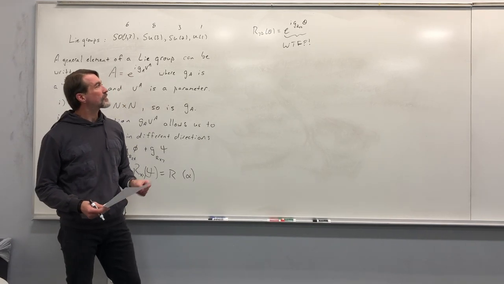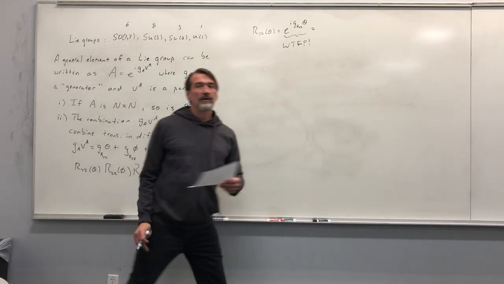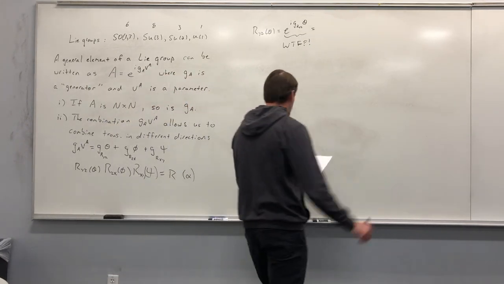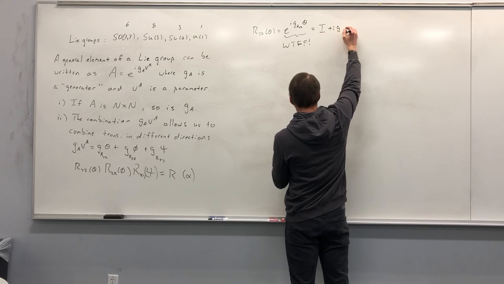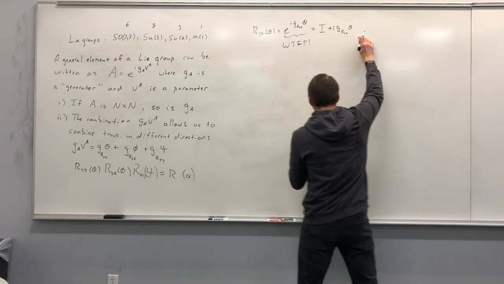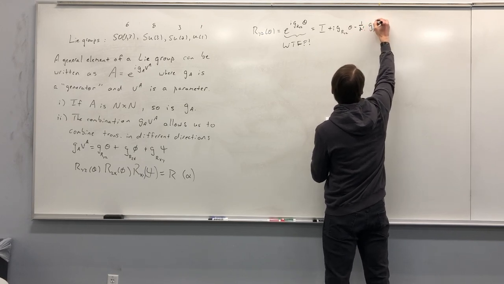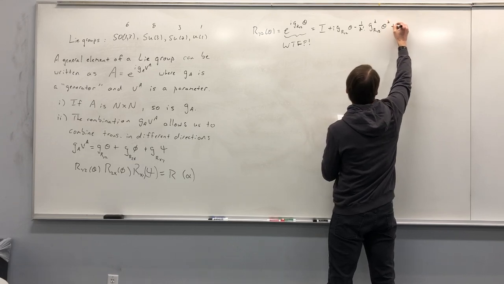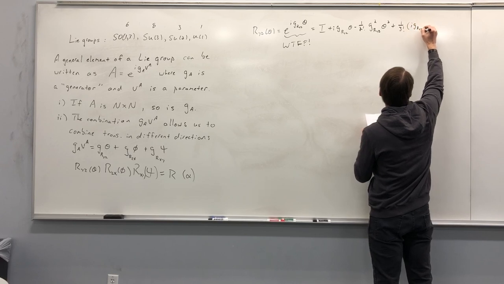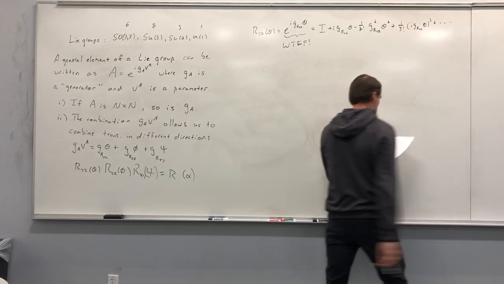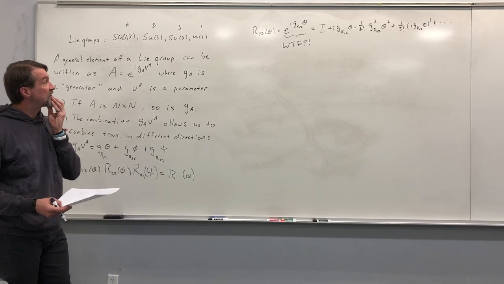what's that? Okay? It turns out that in order to do this, we are going to expand it. So if I just expand this exponential blindly, I would say I plus i G_RYZ times theta minus 1 over 2 factorial G_RYZ squared theta squared plus 1 over 3 factorial i G_RYZ theta cubed plus dot dot dot. Okay? It's just doing an expansion of an exponential.